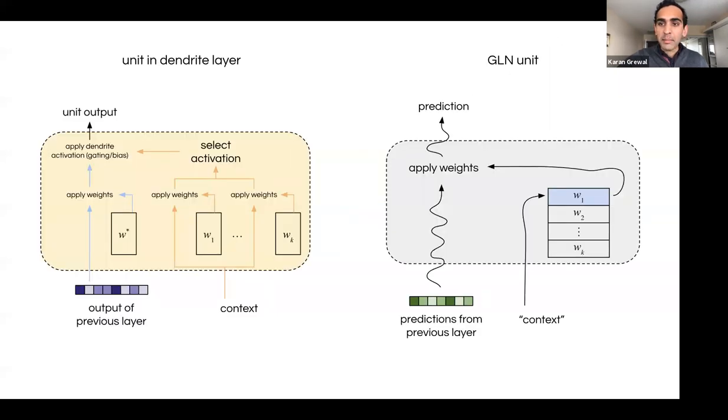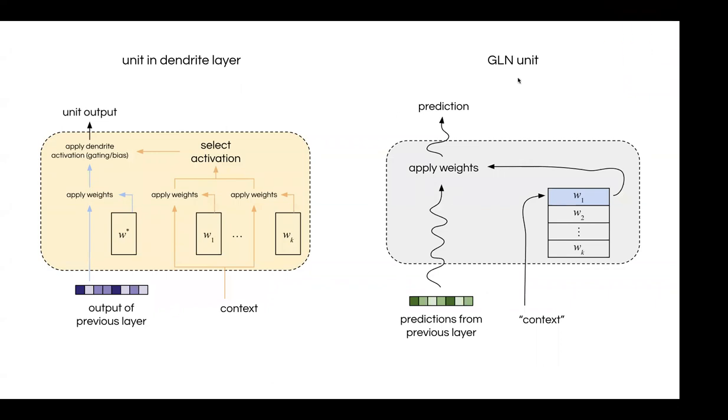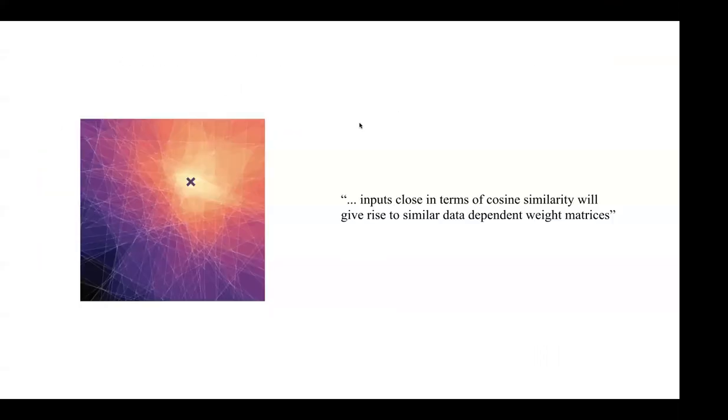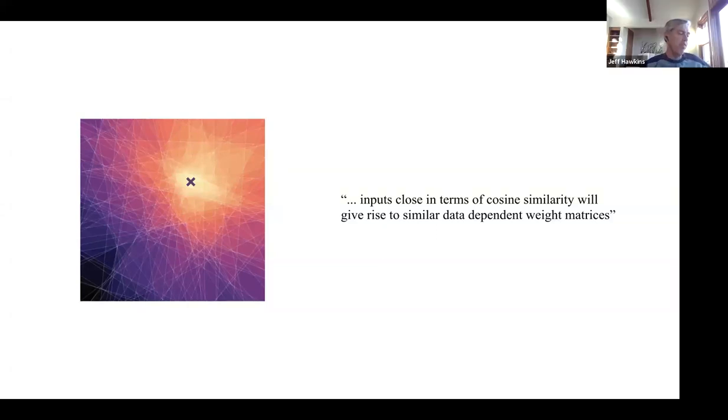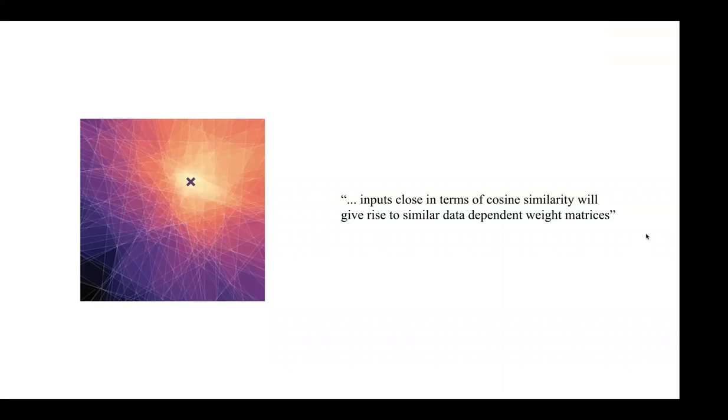Okay. Now I wanted to compare this to our dendrite layer that we've been working on here. So I guess K is a hyperparameter. Is that generally the same as the number of classes? Sorry, I think you cut out for a second. I was just wondering, is K, the number of weight vectors, set to the same as the number of classes?